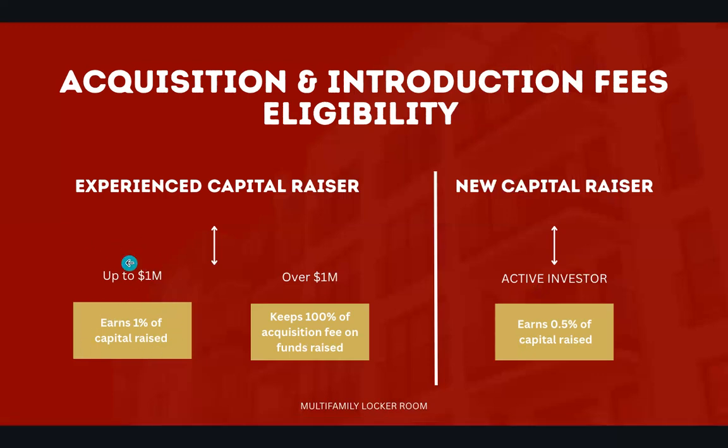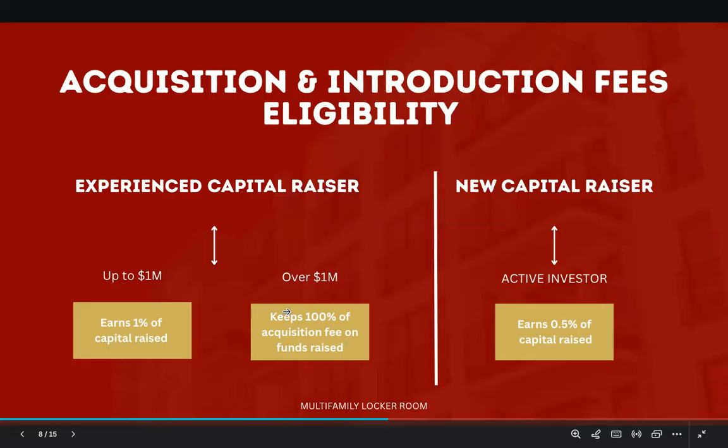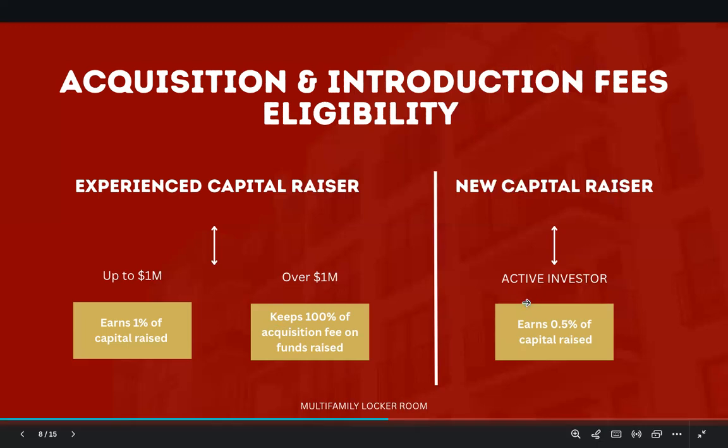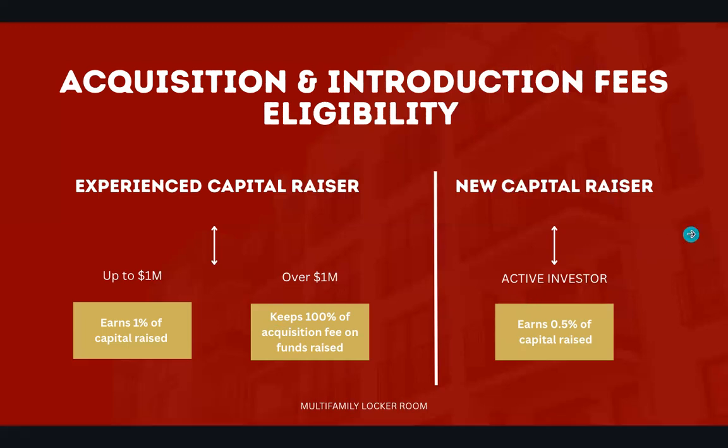Now, for experienced capital raisers, you will earn 1% of the capital raised up to $1 million. Anything over $1 million, you get to keep 100% of the acquisition fee on the fund. So if we're charging a 3% acquisition fee, you'll earn 1% up to $1 million. But let's say you raise $2 million, that means you'll earn 100% of the 2% in excess above the $1 million. So keep it very simple, very straightforward.